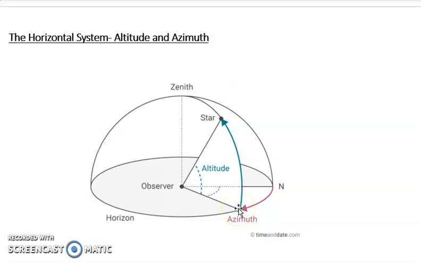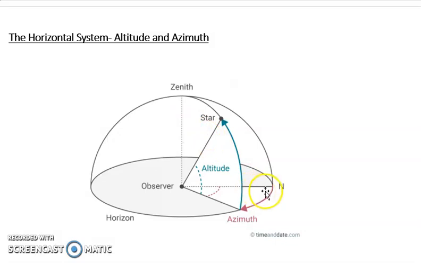And the angle drawn from this point, the foot point where the great circle touches the horizon, to the star, is measured as altitude. This is one of the coordinates of the horizontal system, and the altitude varies from 0 to 90 degrees, and the complement angle of altitude is called the zenith angle or zenith distance. This is 90 minus altitude.